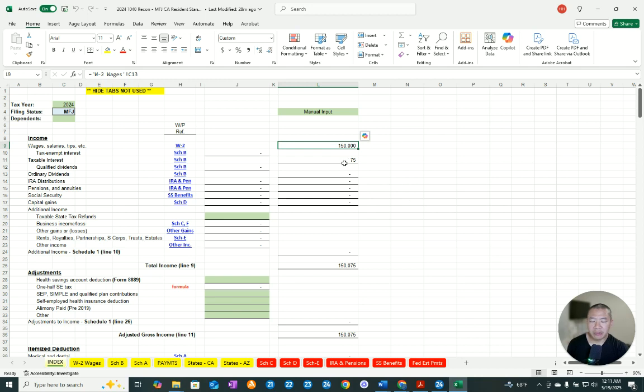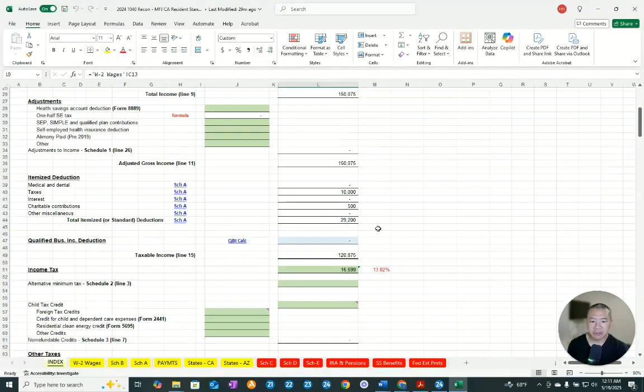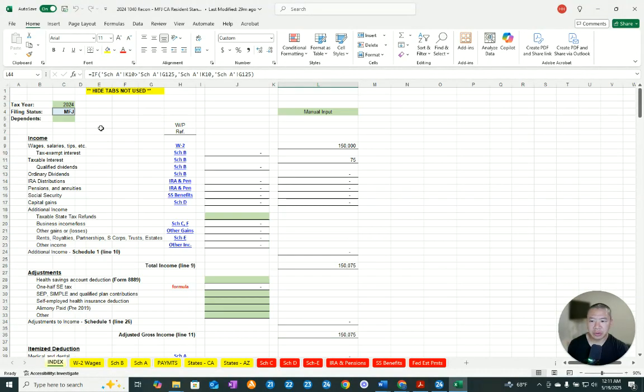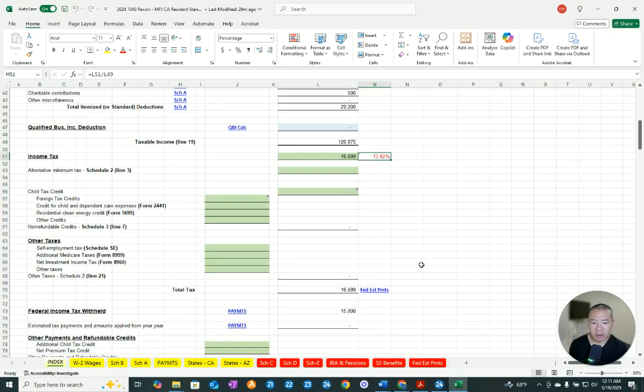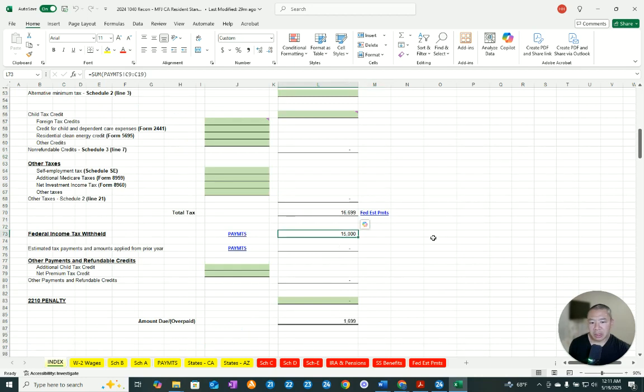150 grand of W-2 wages, 75 bucks in interest, 150,075. Standard deduction of 29,200 since they are married filing jointly for tax year 2024. Taxable income 120,875. I had already input this in, so it should be 16,699, and their average tax rate is 13.82%. Their marginal tax bracket is 22%. I'll show you that when we input that into the tax software. We assumed, based off the tax forms, they withheld $15,000, so they owe $1,699.